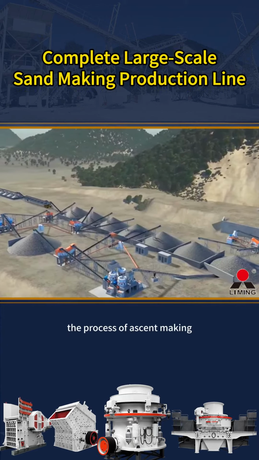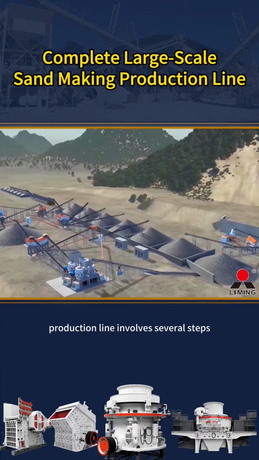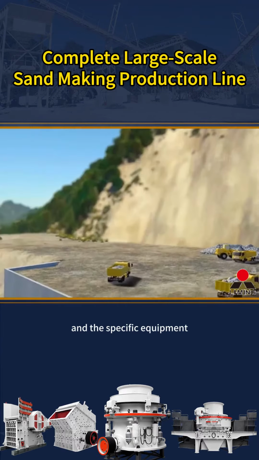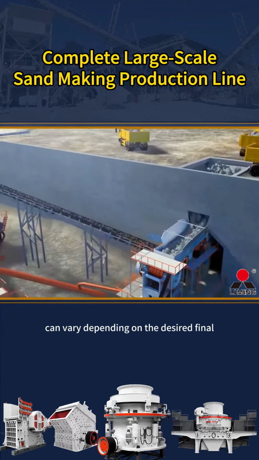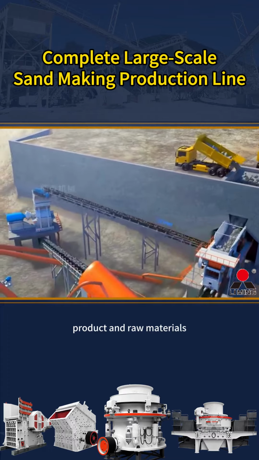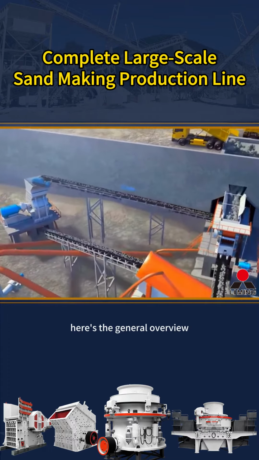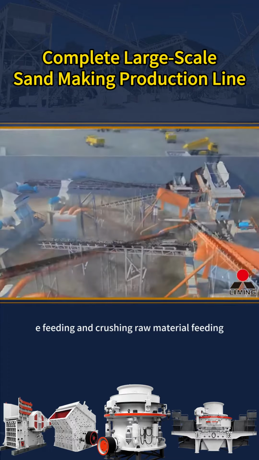The process of a sand-making production line involves several steps, and the specific equipment and configuration can vary depending on the desired final product and raw materials. Here's the general overview. Feeding and crushing.